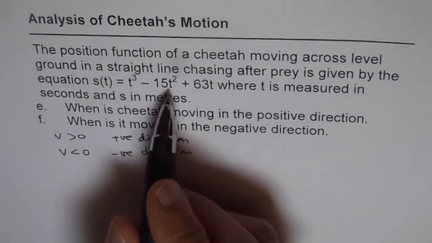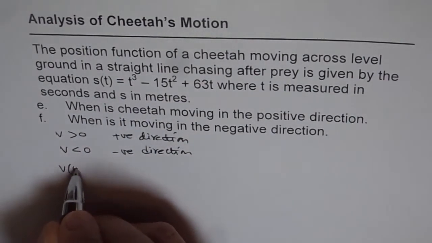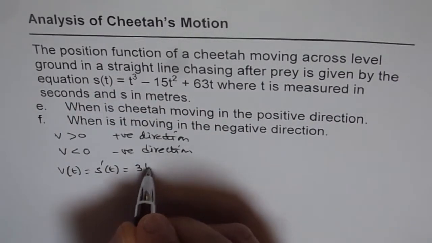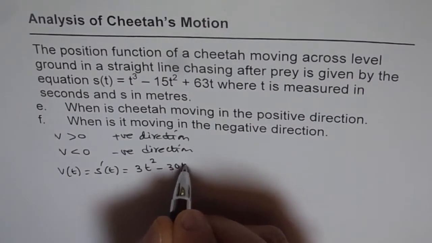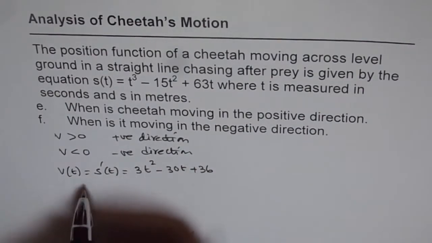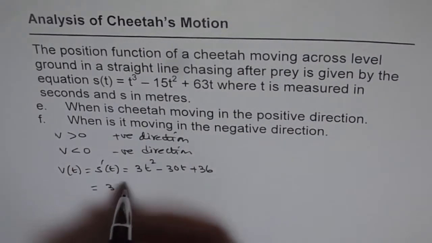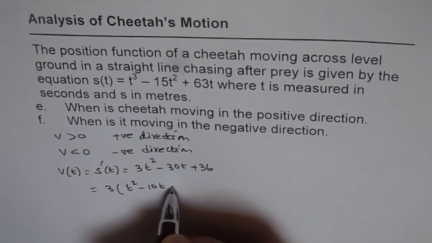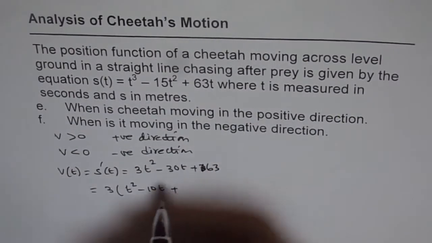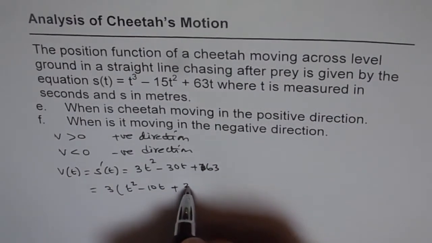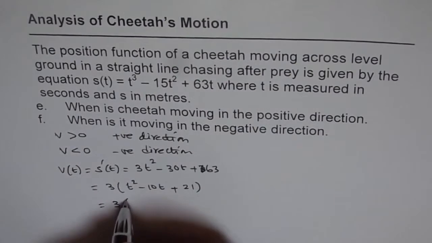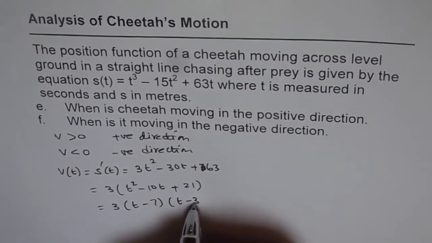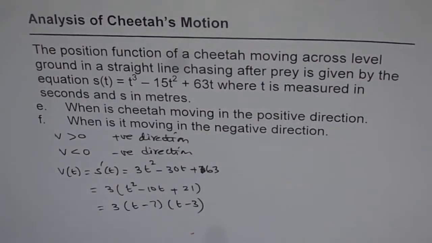So we are given the displacement function, let's find the velocity. Velocity, as you know, is the first derivative of displacement. So in this case, it is 3t^2 - 30t + 63, right? We did this earlier also. Let's factor this. We took 3 common, and we are left with t^2 - 10t + 21, since this is 63, not 36, and dividing by 3 gives 21. That could be factored as (t - 7)(t - 3), so that is the factored form for velocity.